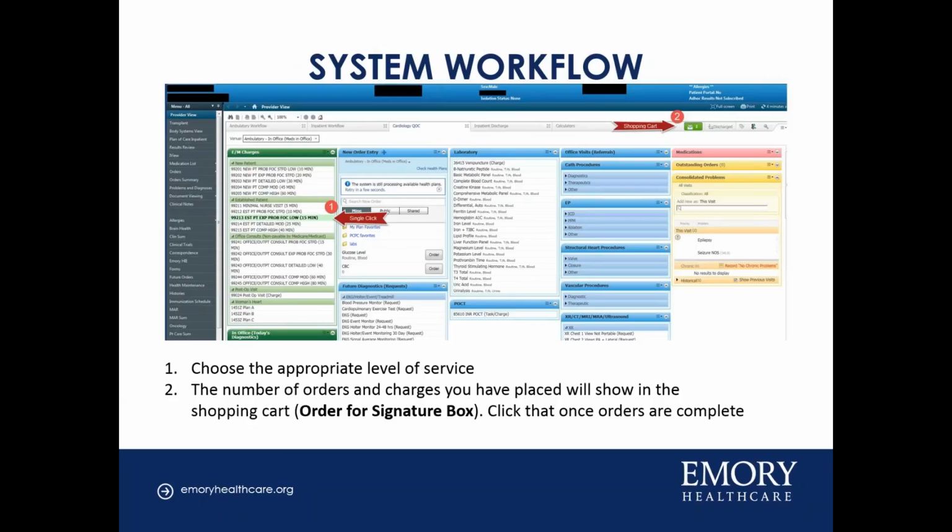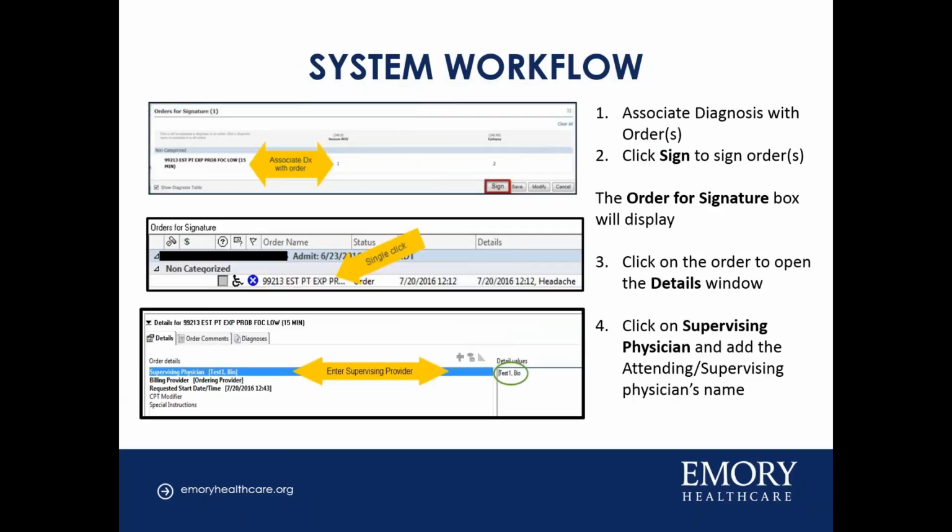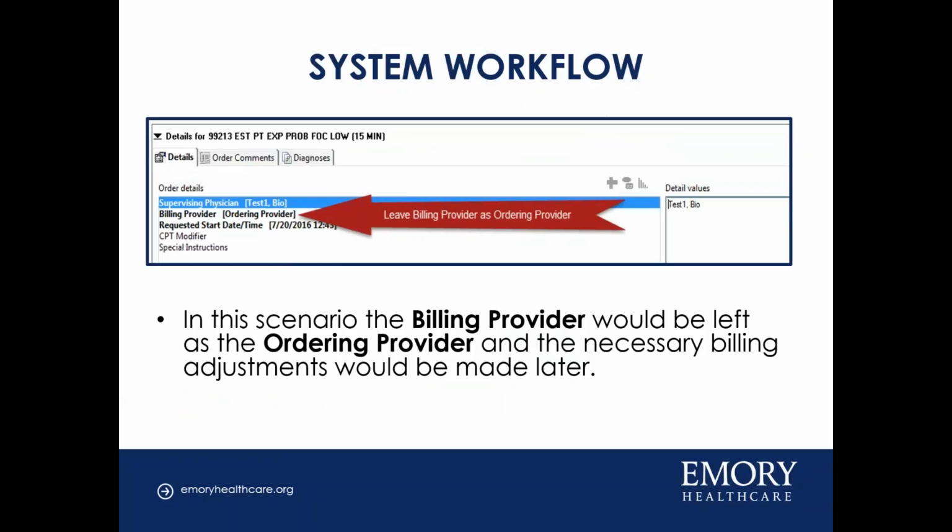So we'll go back to our quick orders and charges page. We'll select the appropriate level of service, and we'll see that level of service in the shopping cart. Again, we'll associate the appropriate diagnosis, click sign, go to our details window, click on the order, and you'll see the supervising provider. You'll add test 1 bio, who is the attending physician for this particular scenario, and you will not, in this scenario, need to make any changes.